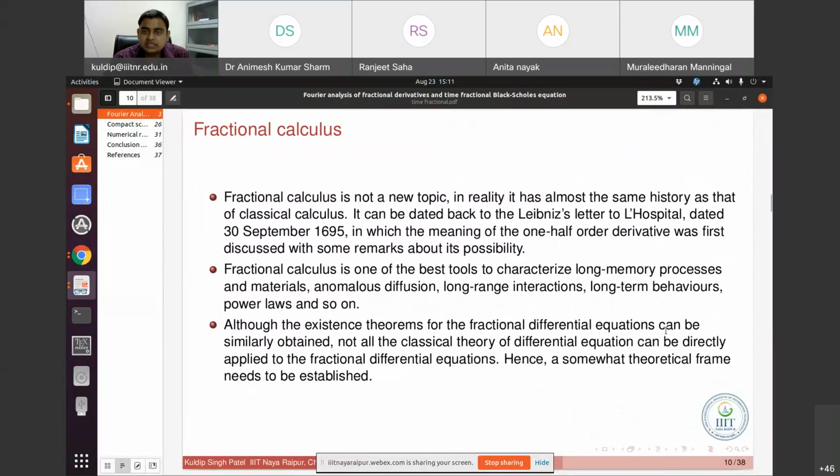I will not be going into the theoretical part, but the existence theorem for fractional differential equations can be similarly obtained, though not always. So a theoretical framework is also required, and I know a few participants in this FDP who have worked a lot in this fractional direction. So we may interact with each other, and they can also suggest something if I miss something.